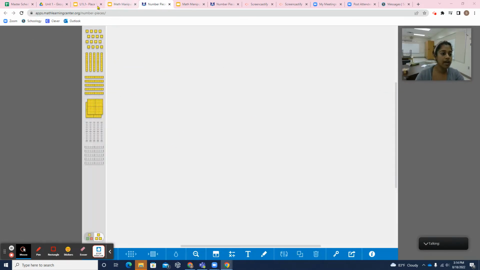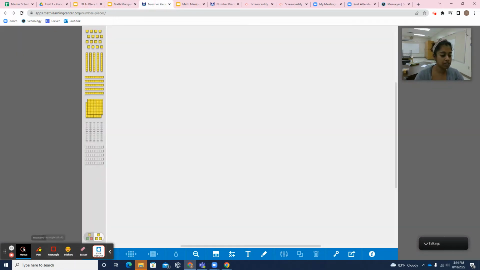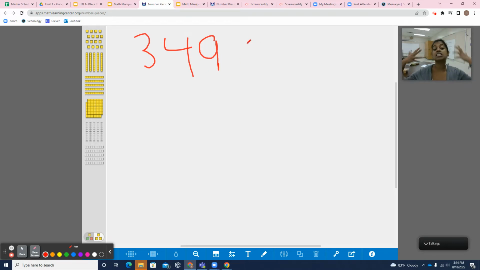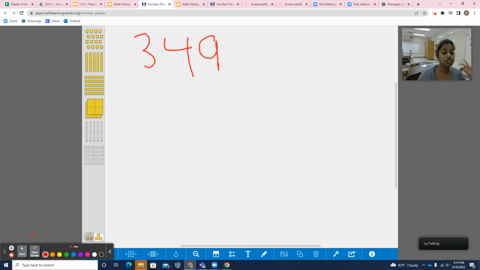Let me see, what number do we need? 349. So we are going to build 349 using base 10 blocks. What this is telling me is I have 349 of something. We're going to call them units. So I have 349 units, and a unit is going to be one of these. So 349 is telling me I have 349 units.